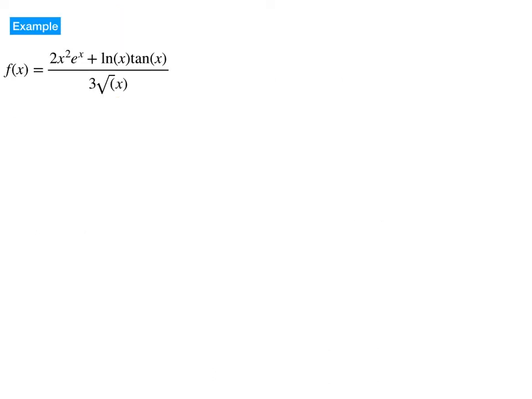Let's look at another example. If you have a function, let's say f of x is 2x squared e to the x plus natural log of x times tangent of x, divided by 3 square root of x. At first, you want to see if you can simplify this function. I don't think that we have any common terms in the numerator and denominator to simplify. So unfortunately, we have to use a rule to find the derivative of this function. Since this is a quotient, we use the quotient rule.